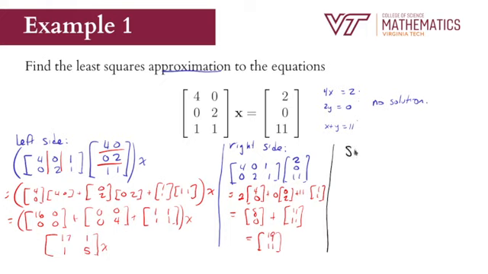We now solve this new system, 17, 1, 1, 5, augmented with 19, 11. If I solve this, the first thing I might want to do is switch the 2 rows.